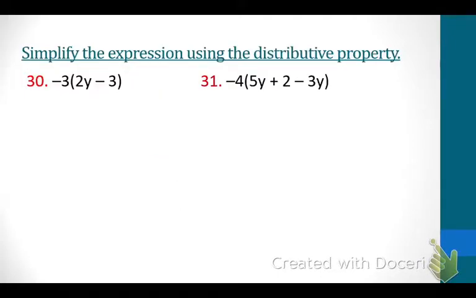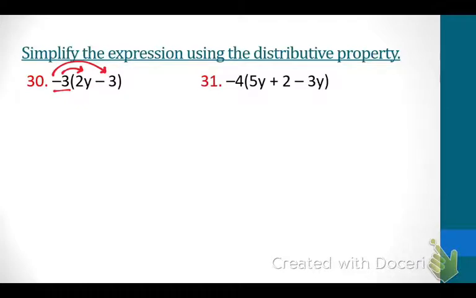The next one says to simplify the expression using the distributive property. Gerard, what is the number that's on the outside of the parentheses that we need to distribute? Negative 3. Okay, so a lot of times I'll just underline that, but then the way that you show me that you understand you're distributing is by taking those little arrows and showing me I've got to multiply everything on the inside by that number on the outside.